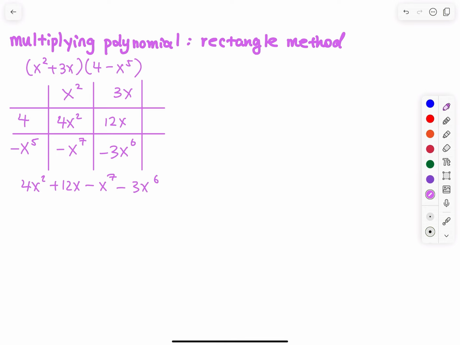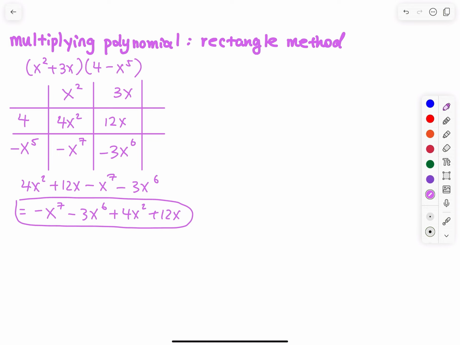You put everything together, right? Can we combine any like terms? There is no like term, but you can definitely put this in descending order: negative x to the 7, minus 3x to the 6, and then the second power, the first power, and that's it.